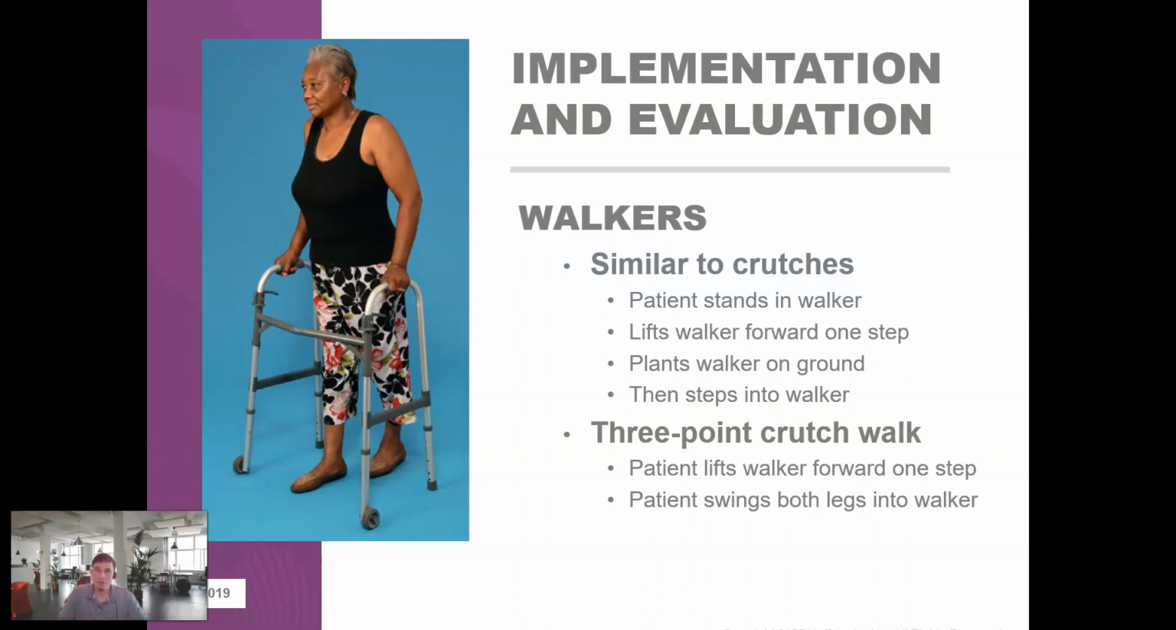The 3-point crutch walk is when the patient lifts the walker one step and then slowly advances one leg at a time back into the walker. They'll pick it up again and then slowly advance one leg at a time.